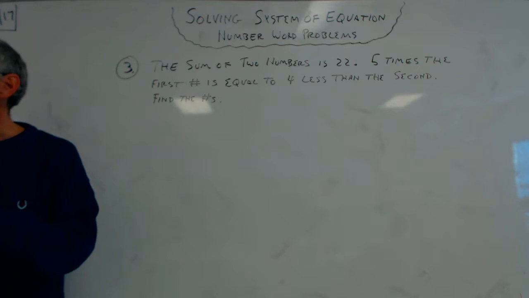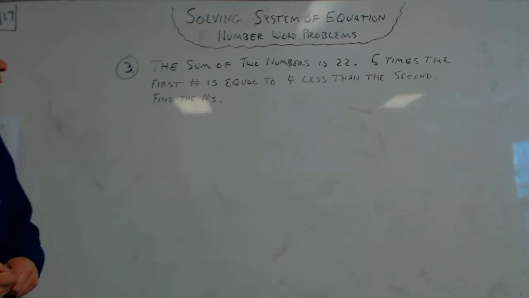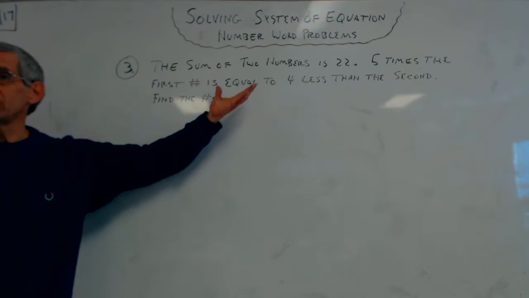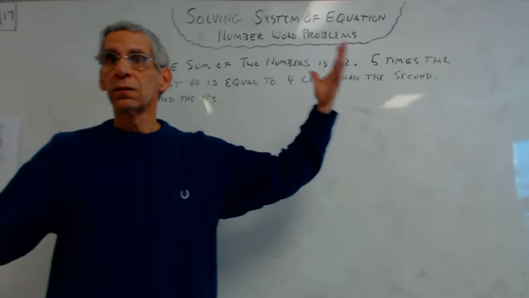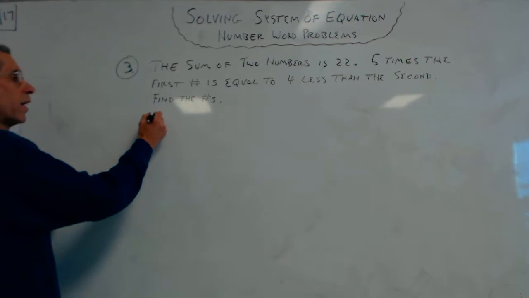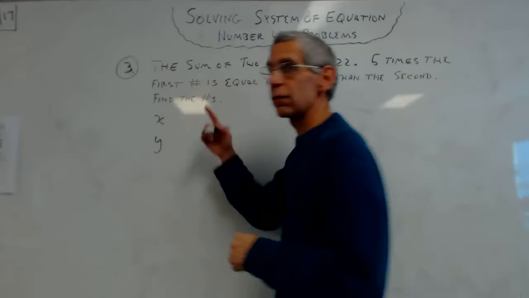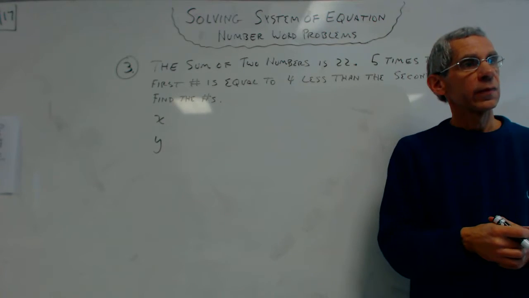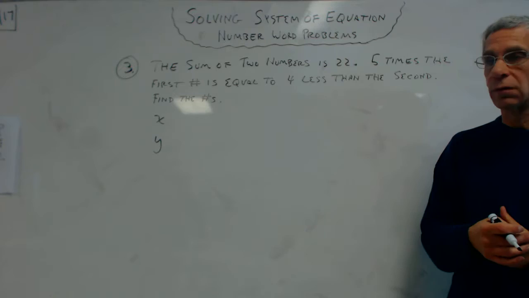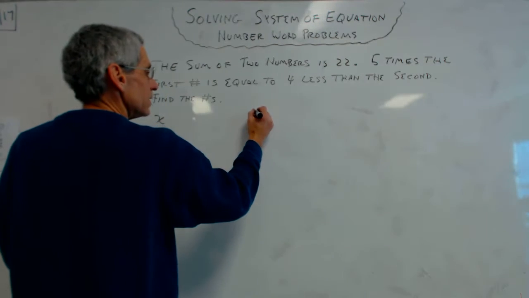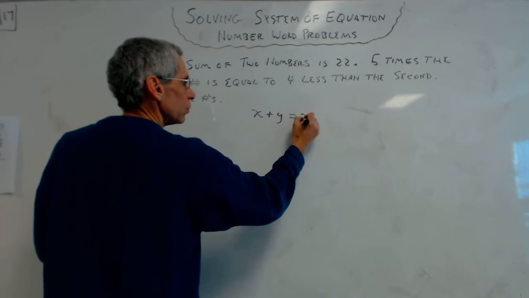Can I start? Yes, sir. Okay, here we go. The sum of two numbers. What two numbers? X and Y. So I have x and I have y. Those are my two numbers. How do I write the first equation? The sum of two numbers is 22. So easy: x plus y is equal to 22.